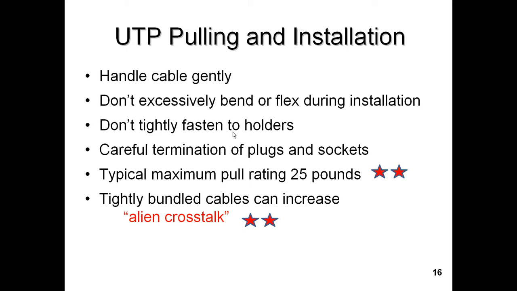We want to make sure that our terminations are done properly, and we're going to talk about those in a minute. And one of the things that you need to remember is that if we tightly bundle our cables together, we can develop a bad thing called alien crosstalk. In alien crosstalk, let's say I've got 10 Cat5e cables and they're tightly bundled together. The green pair in cable 3 starts talking to the green pair in cable 5, which starts talking to the green pair in cable 7. That's called alien crosstalk, and that's a problem.